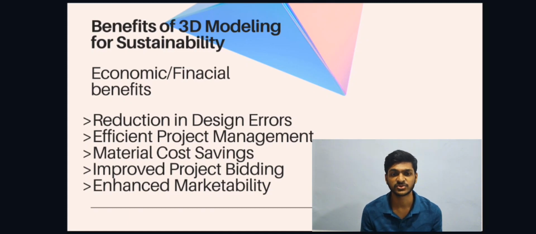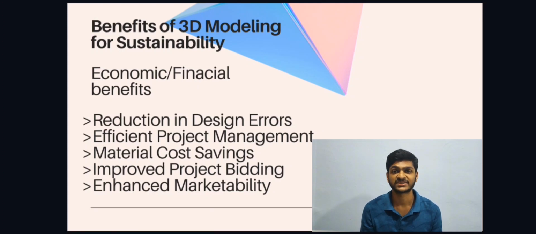The ability to showcase a project in its entirety, including its sustainable features, can differentiate a firm from competitors and also attract eco-conscious clients. So this could help the company to secure a big contract plus make a higher profit.